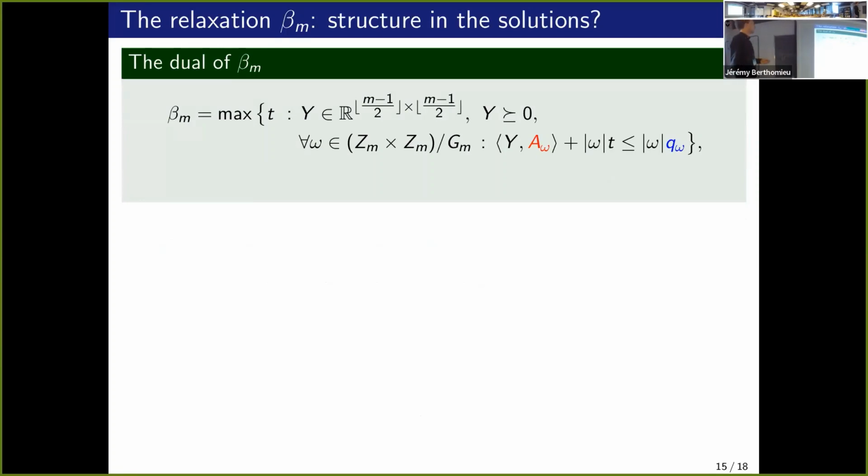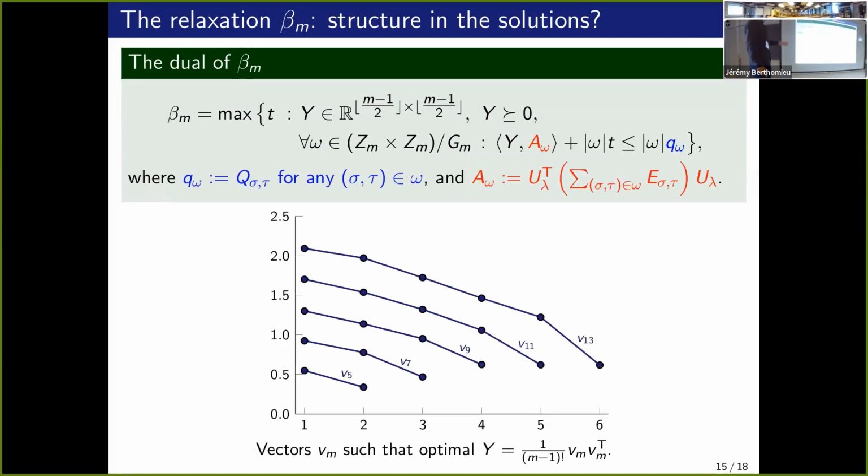Yeah, maybe it's nice also to see the dual. So it's just a maximum of t, where Y is a matrix of size (n-1)/2 times (n-1)/2, and which should be positive semi-definite. And for each orbit in Z_m times Z_m, so G_m acting simultaneously on those two copies of Z_m, and then you have the orbits. And for each orbit, there is a linear constraint. And Q_ω is just the value of the matrix Q on this orbit. And A_ω is a matrix which follows from the symmetry reduction, but it doesn't matter exactly, and the rest are all things which are defined.